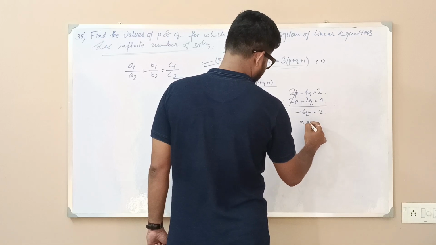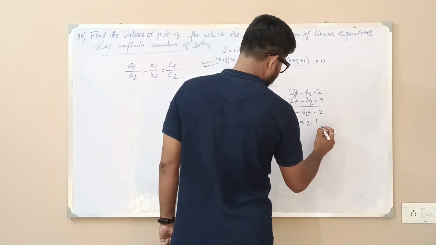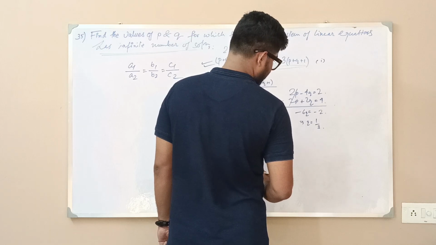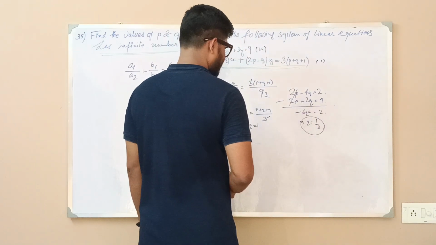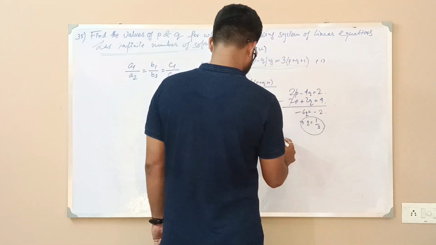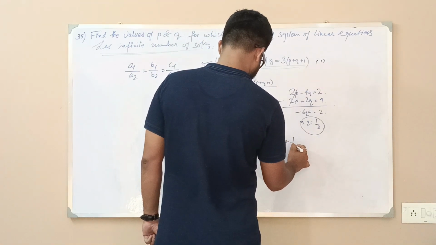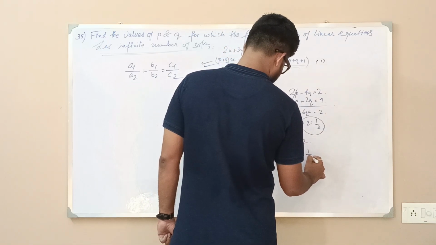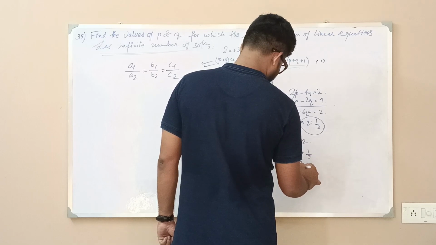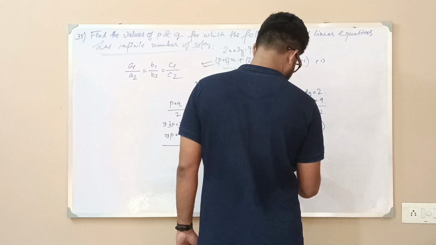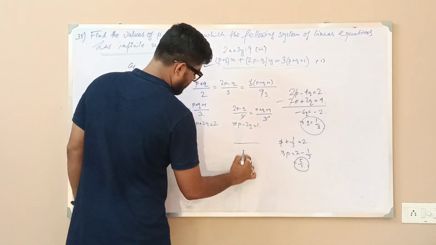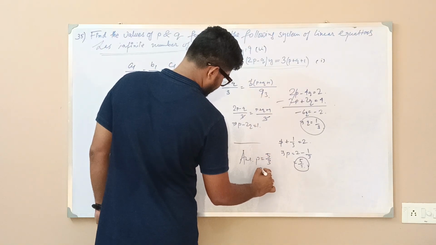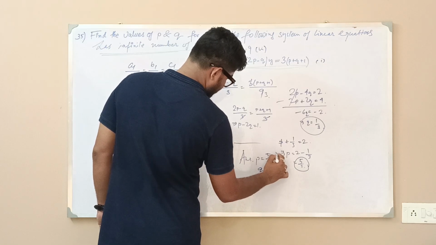So the value of q will be 1/3. Okay. Now the value of p plus 1/3 equals to 2. So p equals to 5/3. Okay. So we can conclude from this that value of p is 5/3 and value of q is 1/3. So here's your answer.